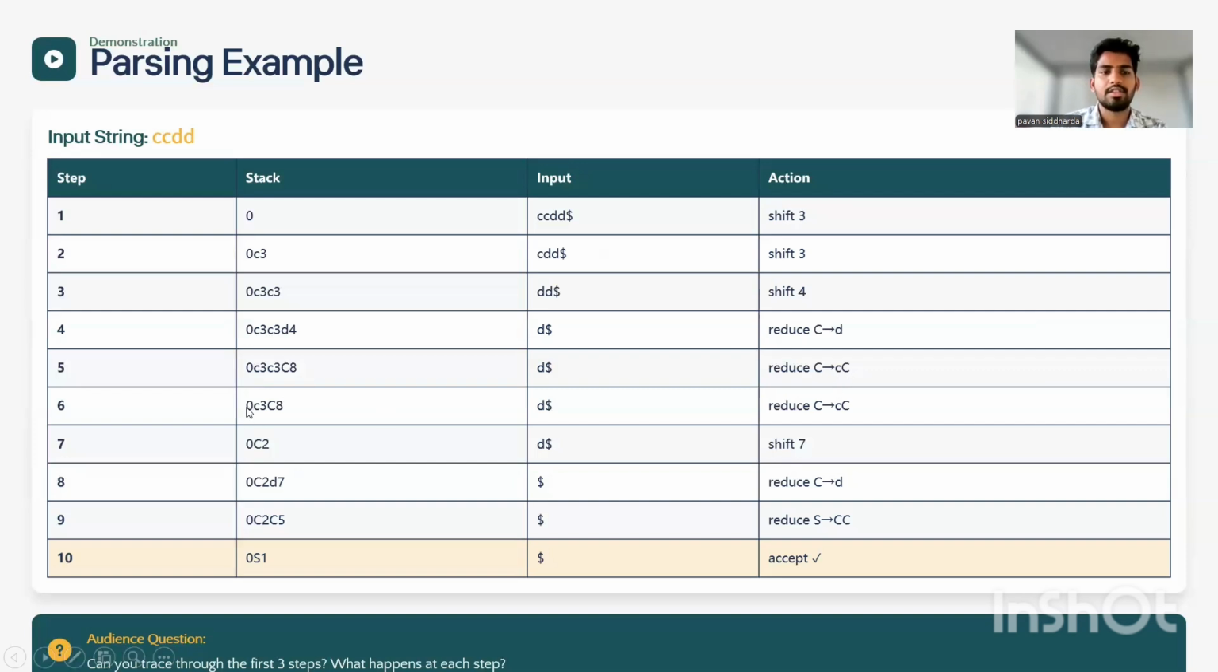We are reducing, and 0C3 becomes C8. The input will become D dollar. We should reduce C to cC, so it will become 0C2. The input is D dollar only, and here it is a shift case. So we should shift 7. The stack becomes 0C2D7, and there will be a dollar in the input, and reduce C gives rise to D. And after 0C2C5 dollar, reduce S gives rise to CC. And then the last step will be accept.